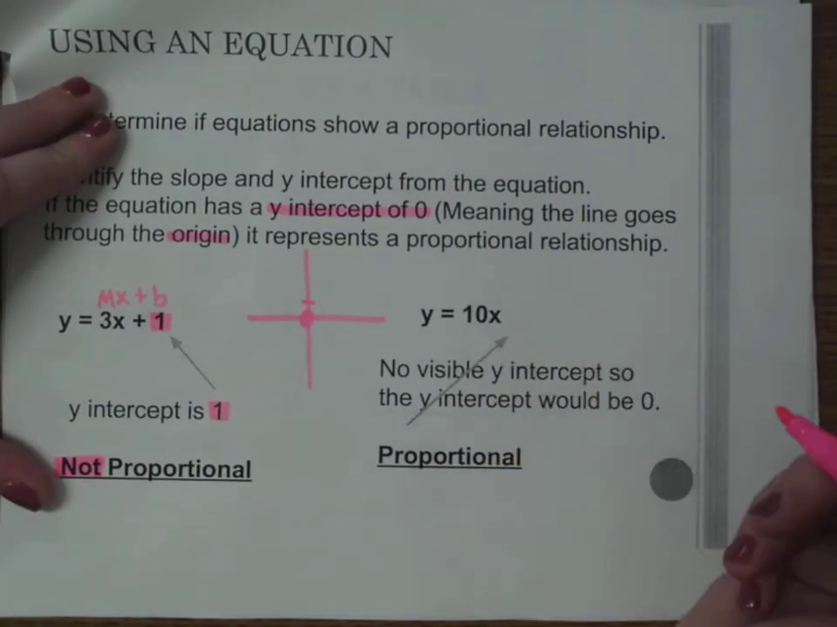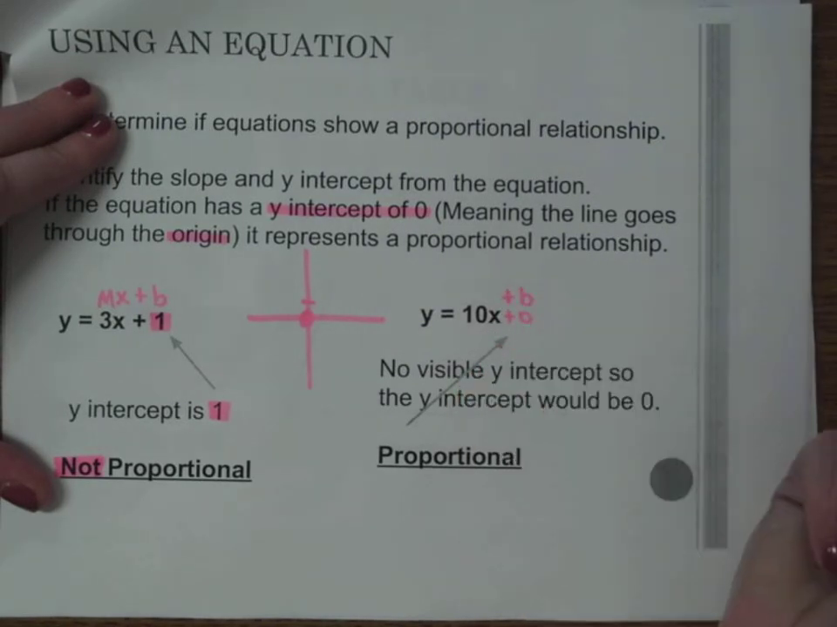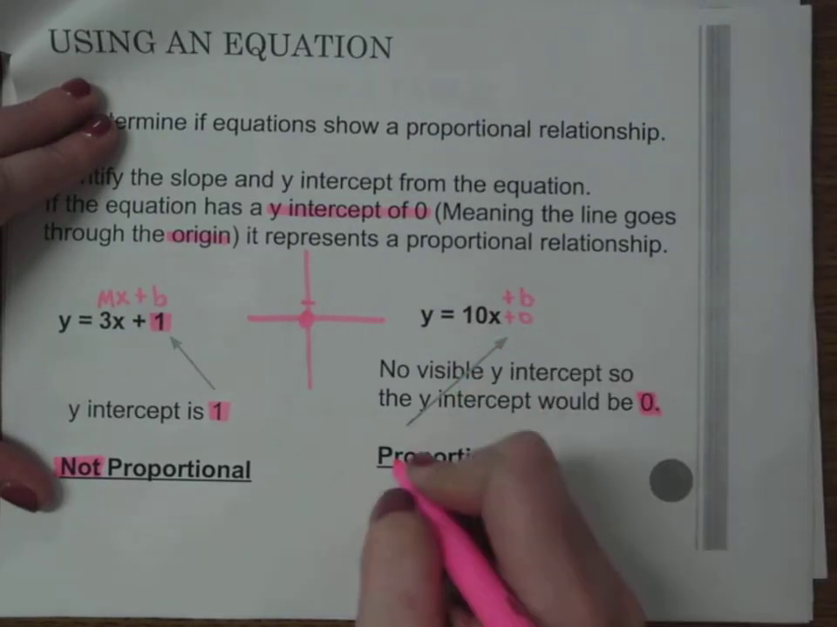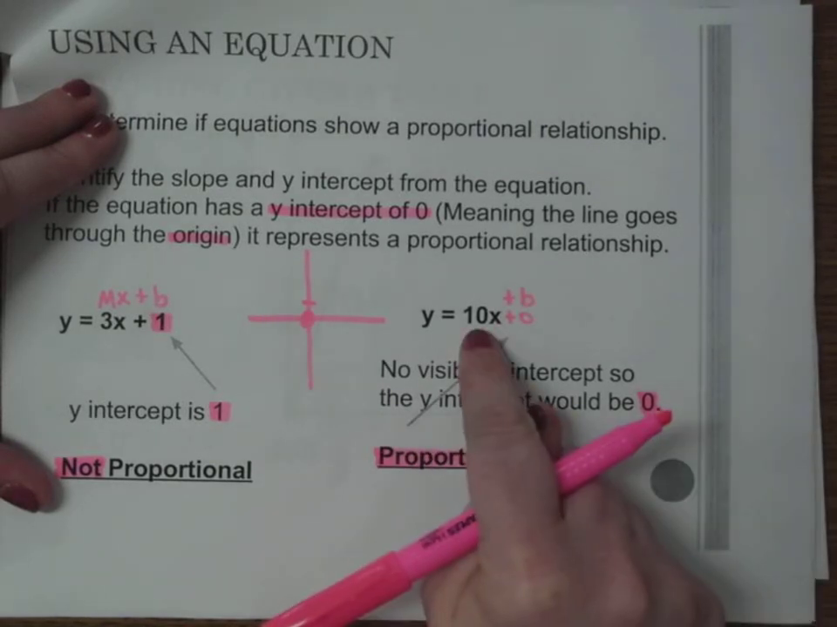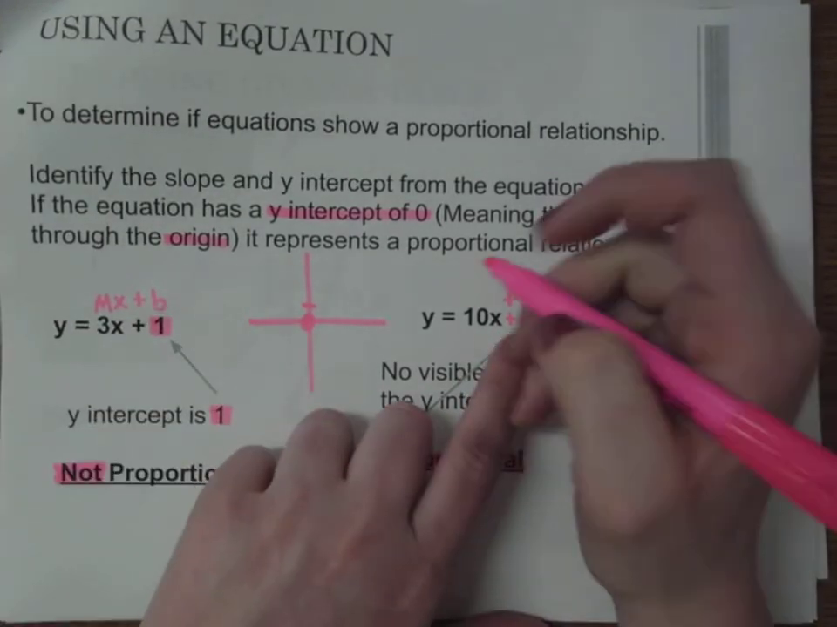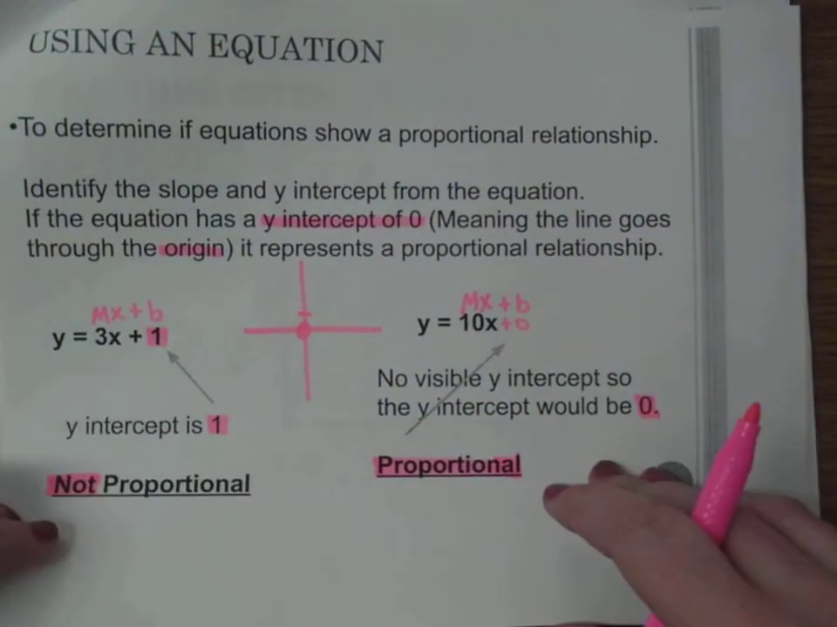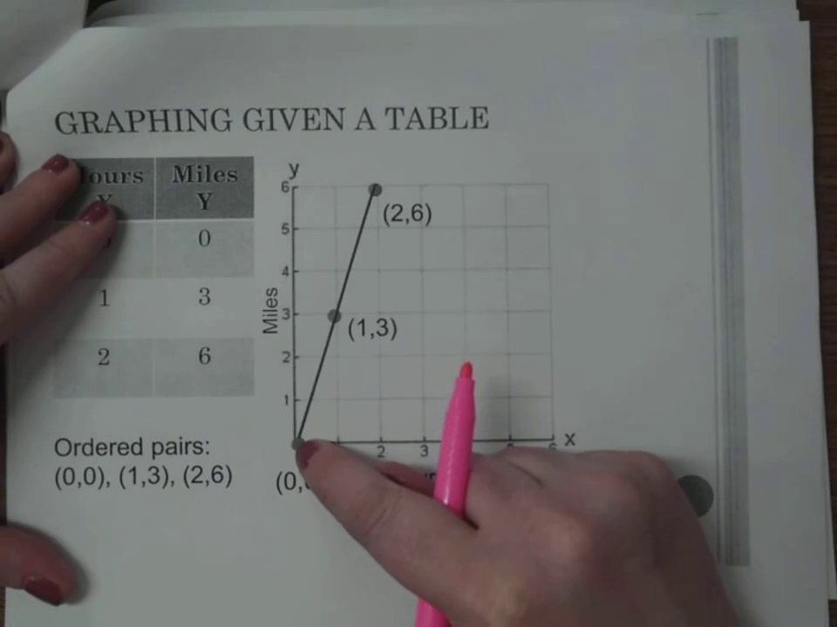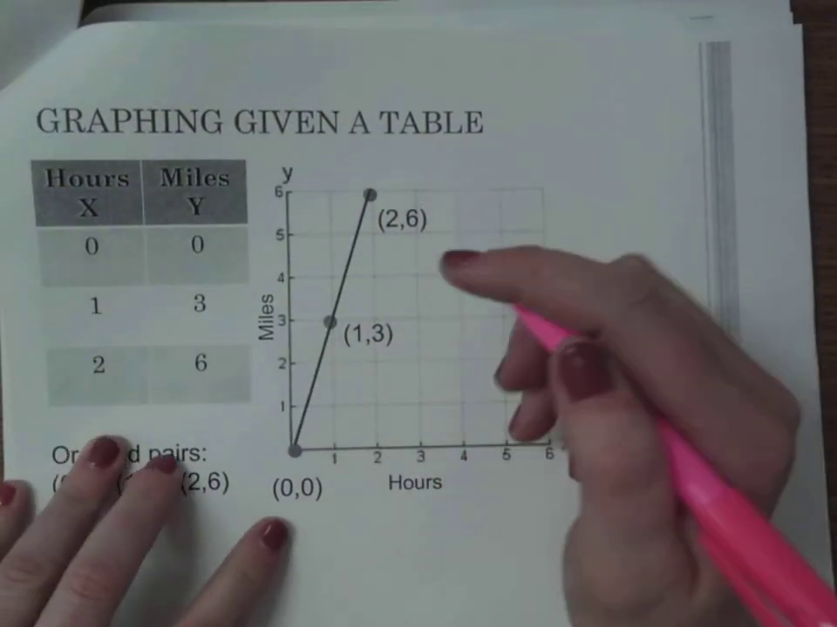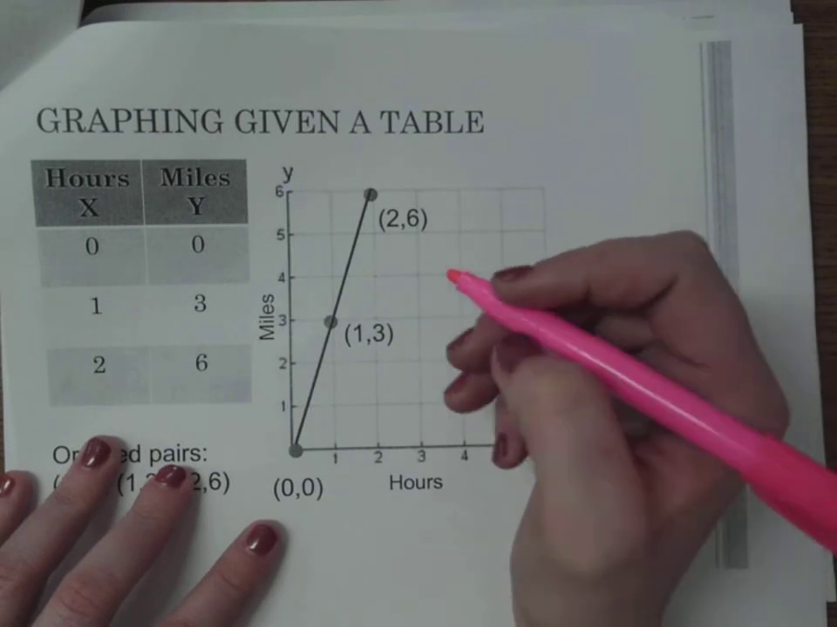Okay, then this one, since there is no plus b, you could think of it as plus 0. So that would make it proportional. 10 would be the slope, and the 0 would be the y-intercept. And then again, remember you've got to go through the origin, and then you have to have a slope like that. So it would be 3 over 1, 3 divided by 1, 6 divided by 2.